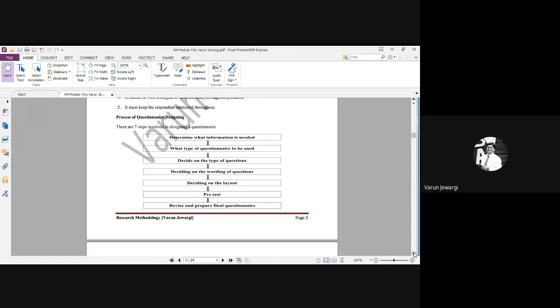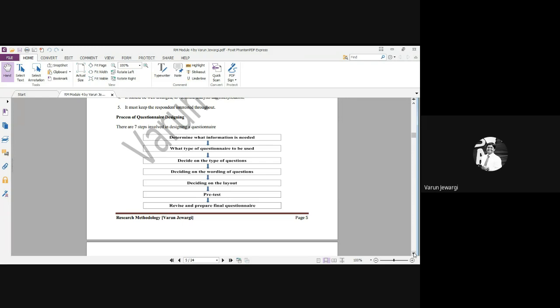Okay, process of questionnaire designing. There are several steps. Very important question for the exam. Again, I repeat, very important question for the exam for 7 marks. Whenever a researcher is doing a questionnaire, the first thing he should understand is what information he requires. Only then he can get into this.